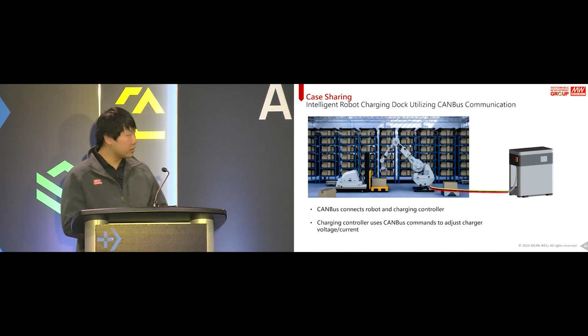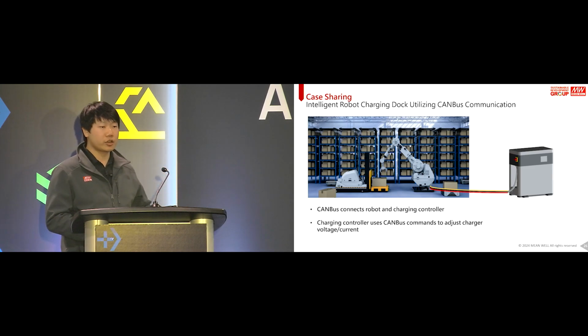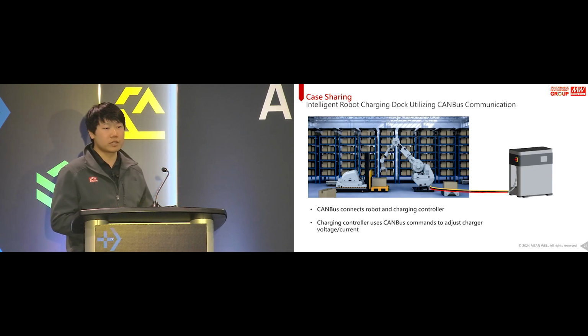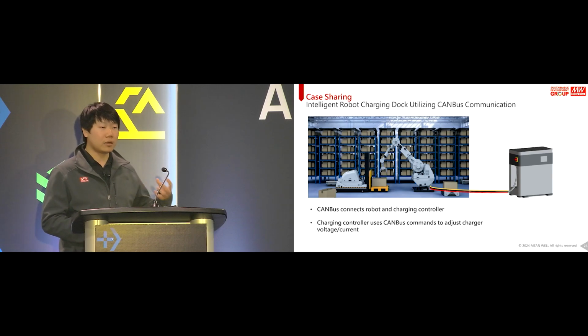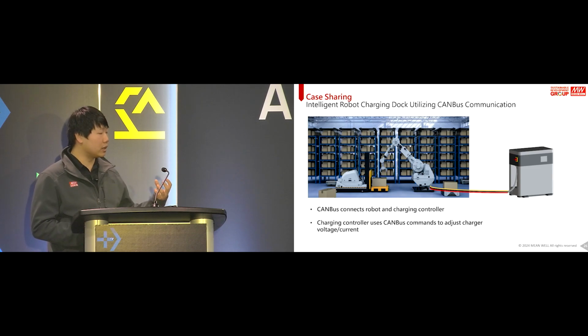So yeah, here's a case sharing similar to the last one, where we talked about the customer using one of our conduction cooled power supplies as an onboard charger. In this specific case, we also built a fast charger for the customer that utilizes CAN bus communication to control the charging. The robot itself is intelligent, and the battery's BMS communicates with our charger via CAN bus to tell the charger what voltage to output and how much current to charge the batteries.